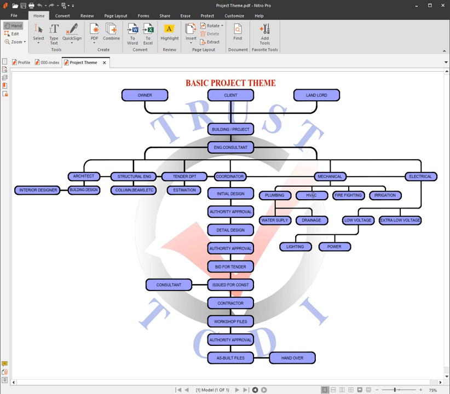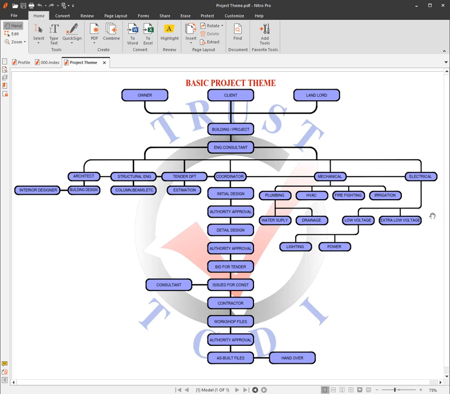And after that, we have firefighting system, which also comes under the scope of mechanical engineering. And then we have irrigation system. In irrigation system, basically we give water to the landscape areas. And after that, comes the electrical system. The design goes to the electrical engineer, and he starts his own services.